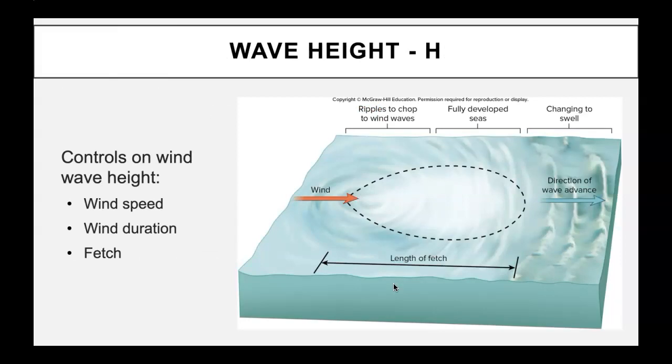Wave height, so the size of a wave, is determined by three essential factors: the speed of the wind, the duration, or how long the wind has been blowing, and this last one might be a new term for you, fetch, which is the open water distance across which the wind blows. If all three are working together, a high speed, a long enough duration, and a big enough fetch, that's when you get really big waves.